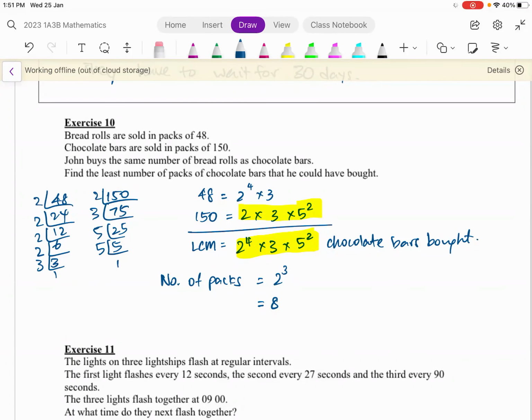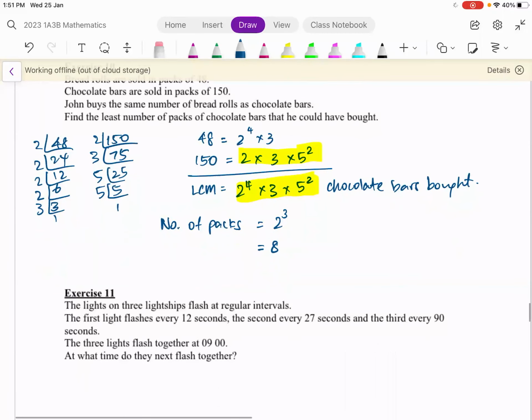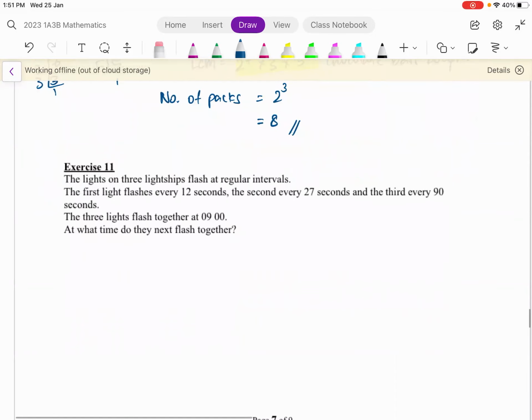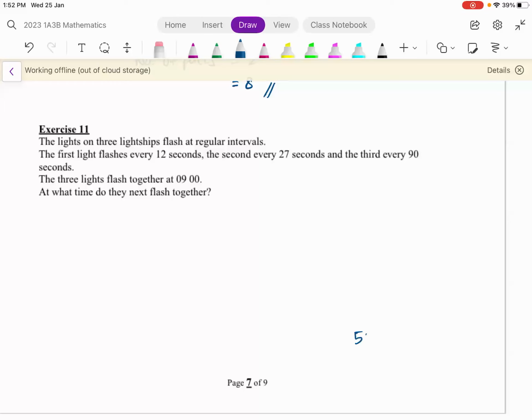Okay, any questions at this point? There are no questions. Please do exercise 11 now. Okay, this is not a survivor bodies again, which means that at what time do they flash? 0909. They flash at 0909.